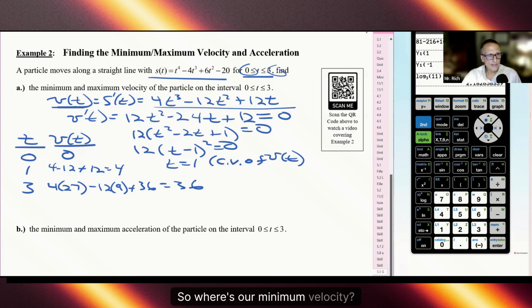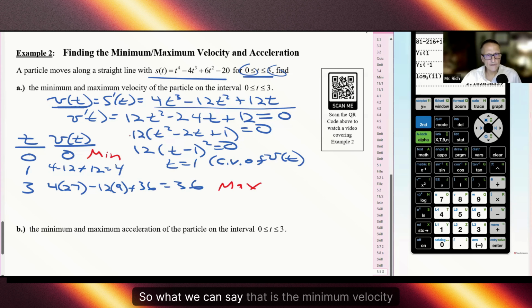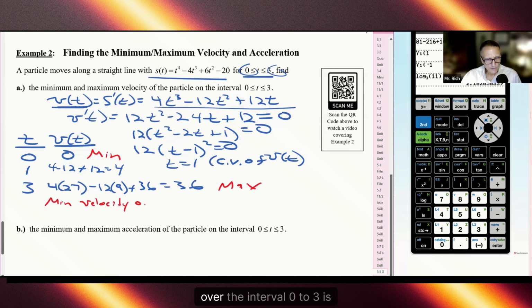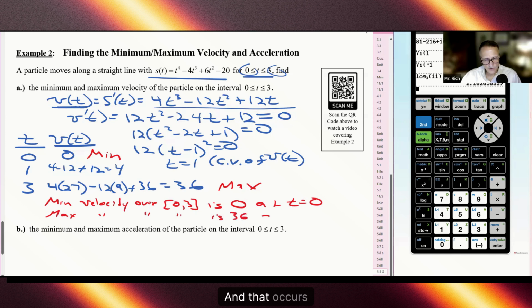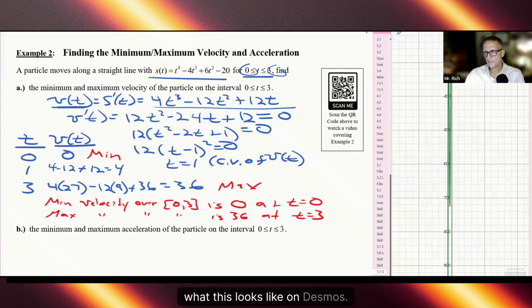So where's our minimum velocity? This is our min, and that is our max. So what we can say then is the minimum velocity over the interval 0 to 3 is 0 at t equals 0. We can then say our maximum velocity over the interval will be 36, and that occurs at t equals 3. I want to show you what this looks like on Desmos.